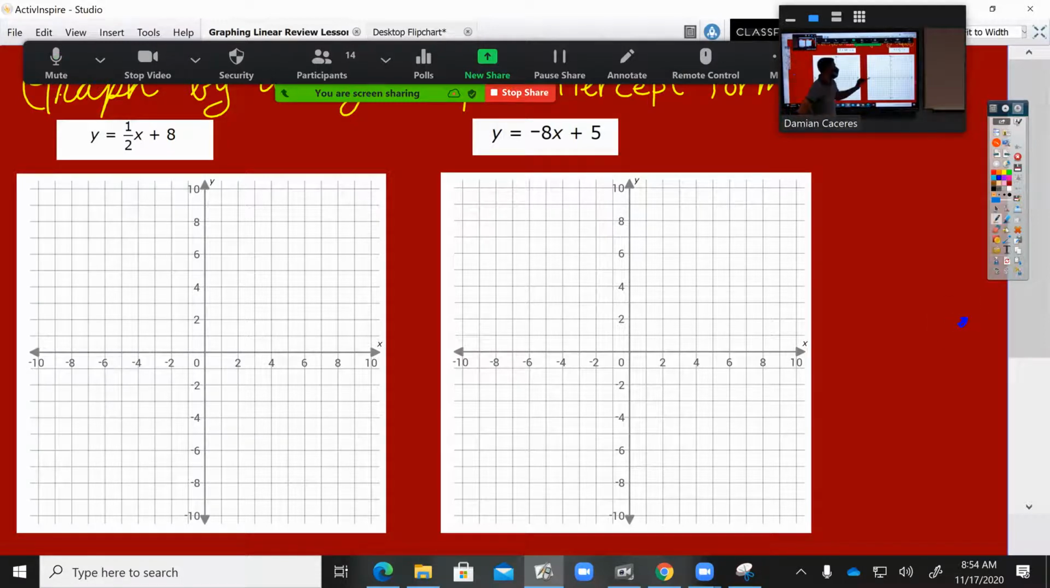So the first thing you do is make sure that the y is by itself. In this case, the y is by itself on both equations. Why do I want the y by itself? Because when it's in slope-intercept form, which means the y is by itself, you can see what the slope is and you can see what the y-intercept is.